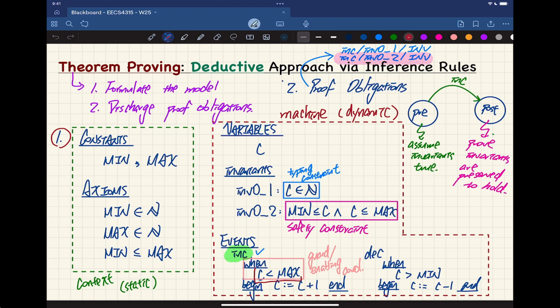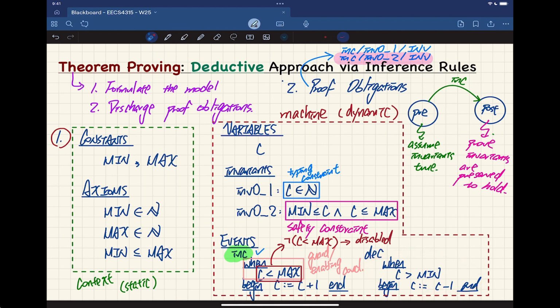So this one over here, just for this one here. This one tells you when it is not the case that C is less than maximum, that means it is disabled. So the enabling condition and the disabling condition are just opposite to each other. They're logical negation. All right. And then we also got decrement, which will be just the same, right?